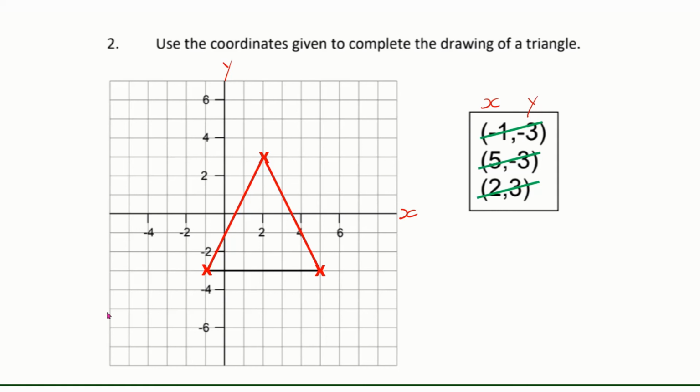Be very careful. Often when I'm working in class, I see this point here at 2, 3. Often it's gone over to the left or gone over to the right. So be ever so careful when you're plotting your points. And that's how you do these questions.